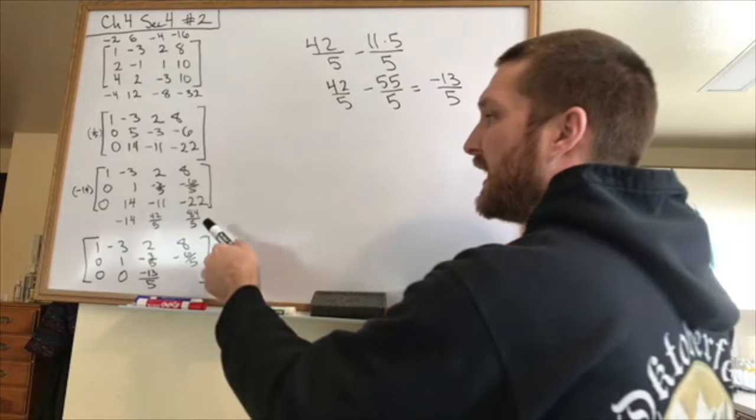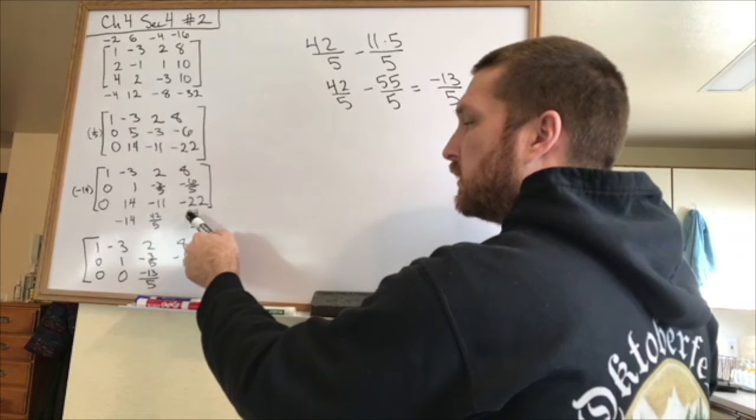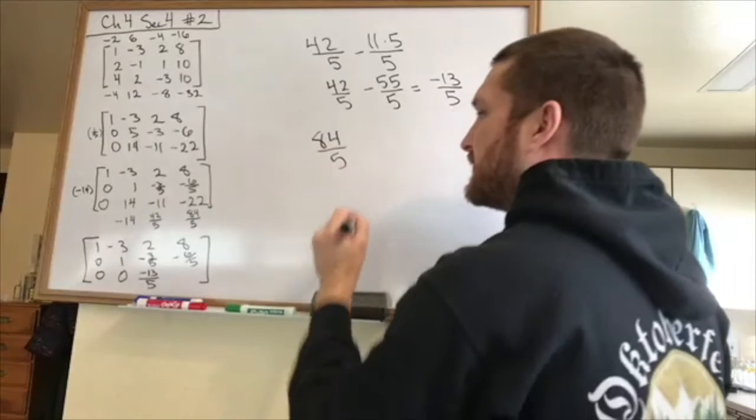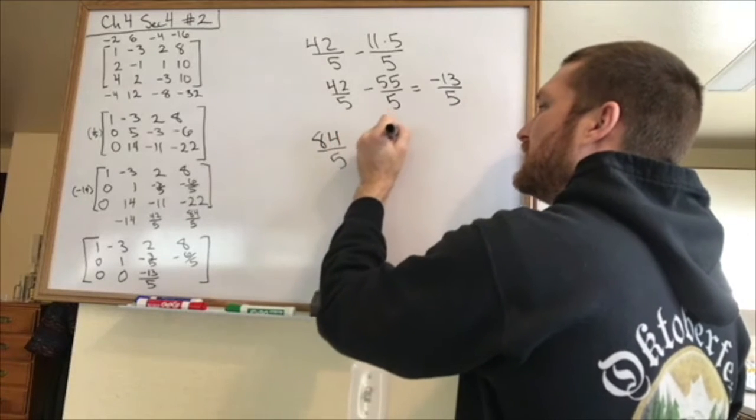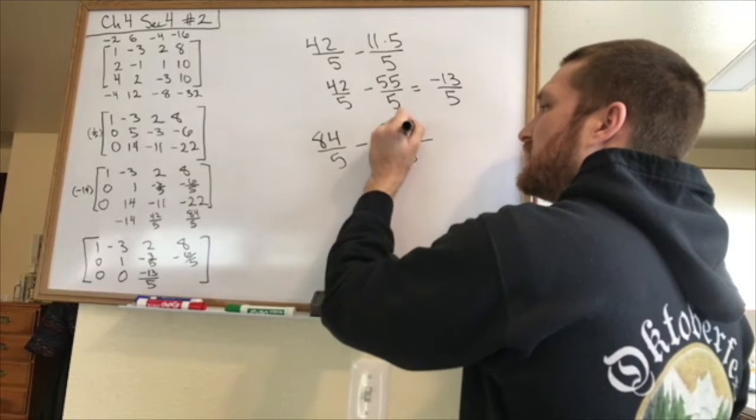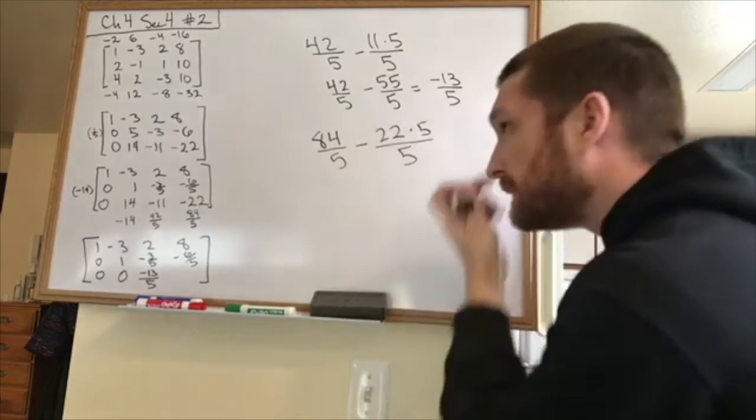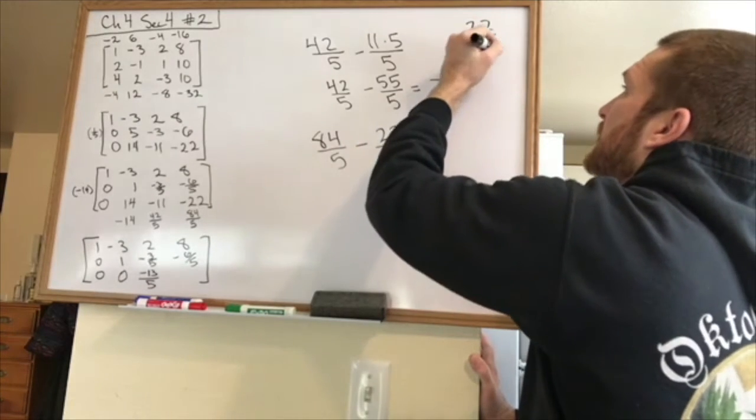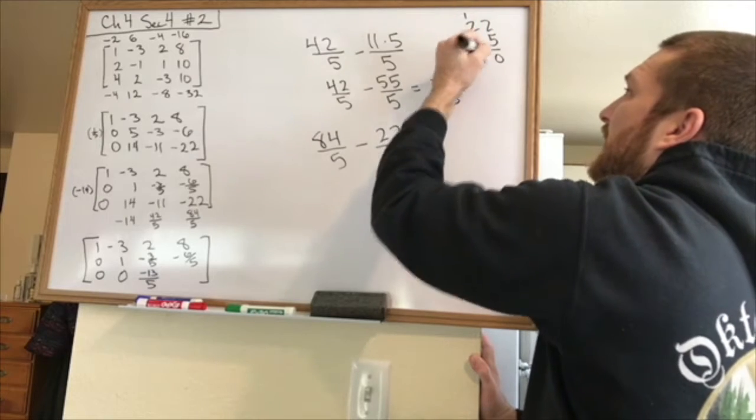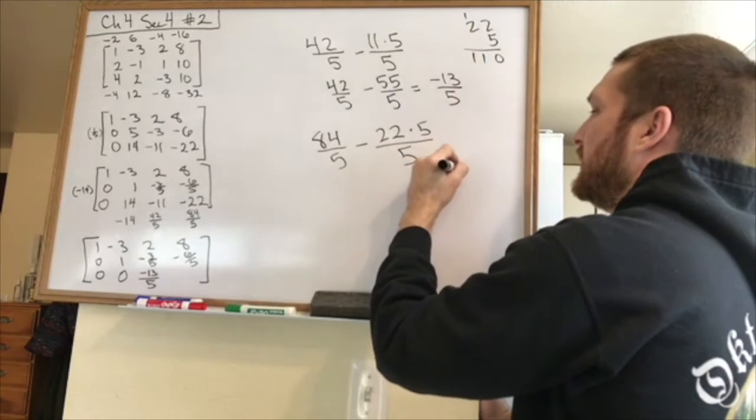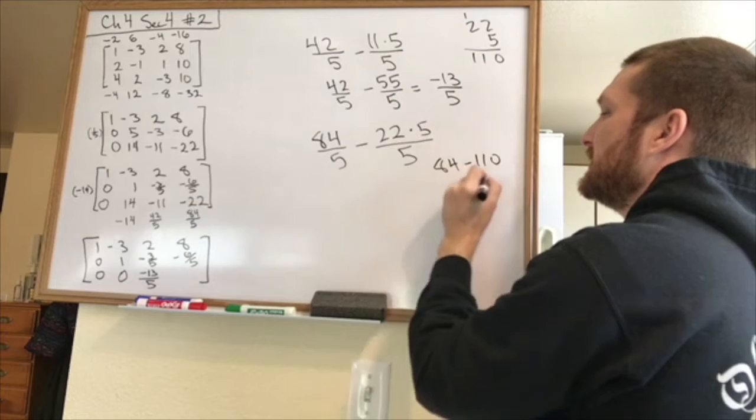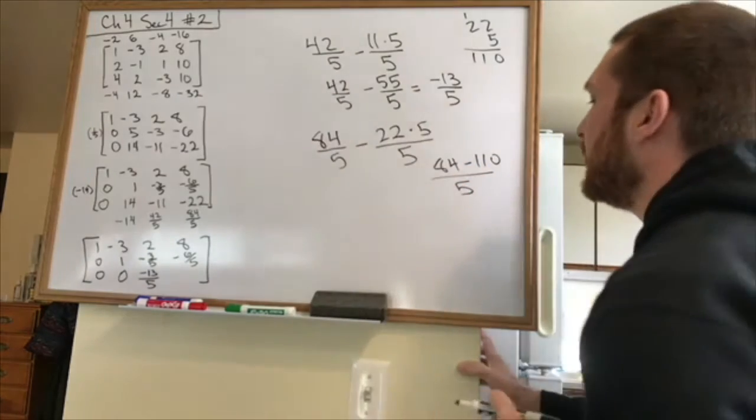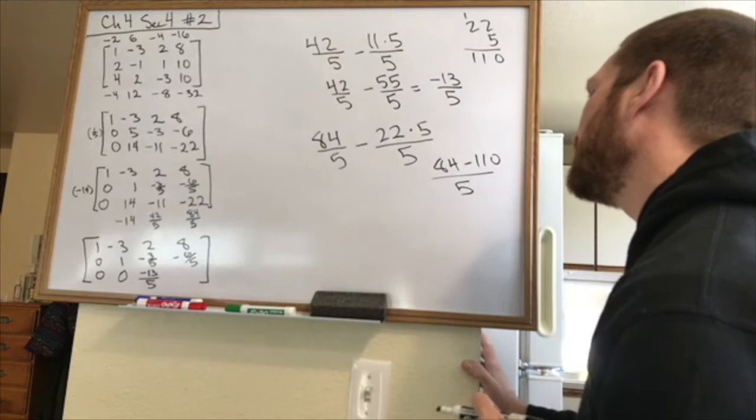Okay, now we have minus 22 plus 84 fifths. Why don't we write that as 84 fifths minus 22, but it needs to be over a 5. So I just multiply the top and the bottom by 5. 22 times 5. Better do this. Carry the 1, we have a 10 and 11. Okay, so 84 minus 110, all over 5. Right, that's how we can rewrite that.